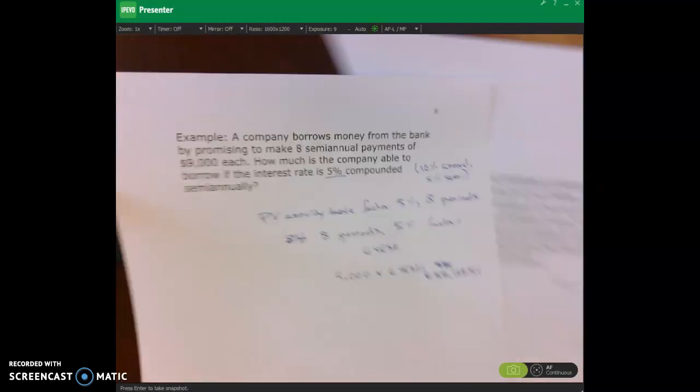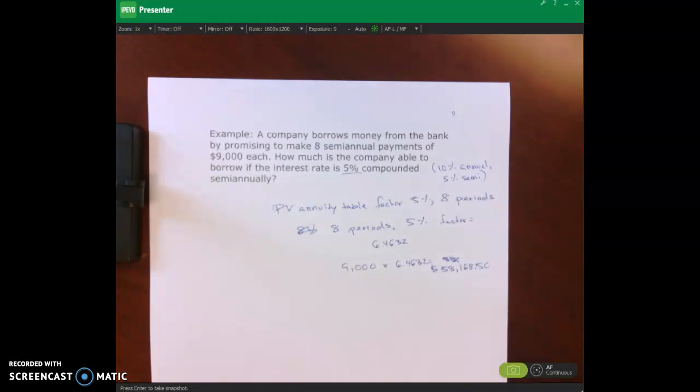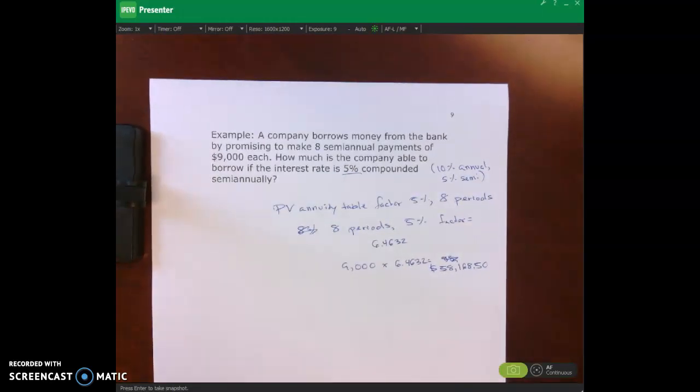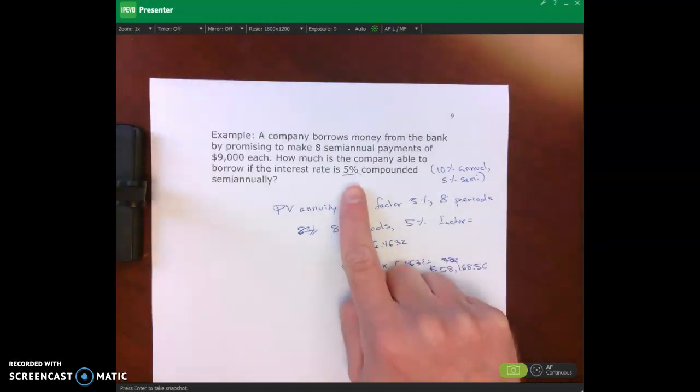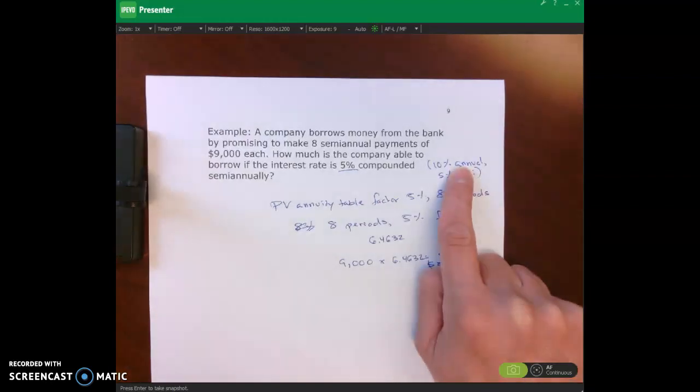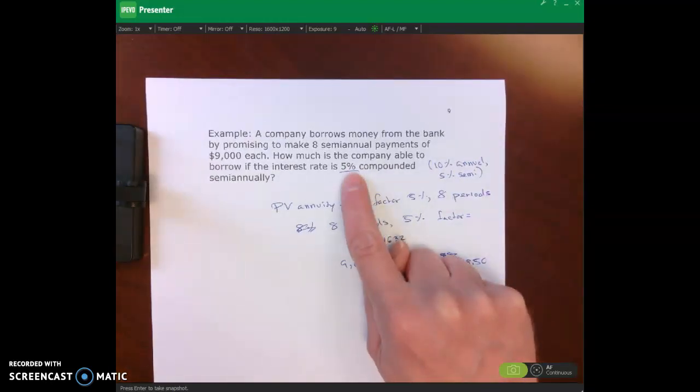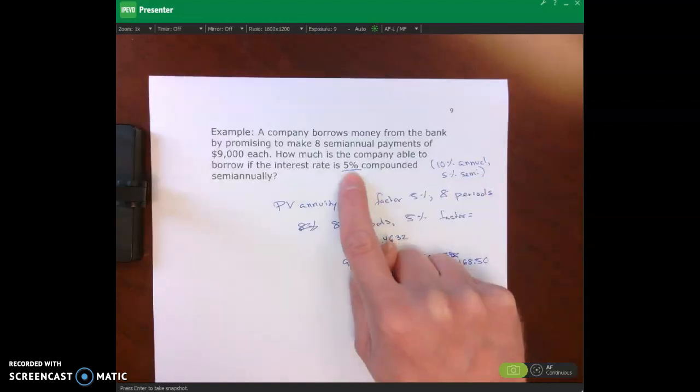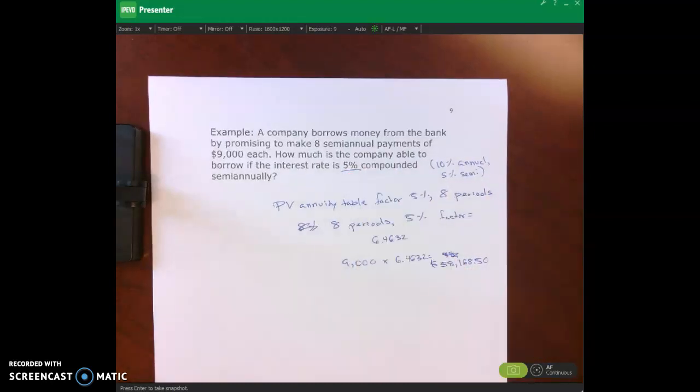Okay. On the next one, it says a company borrows money from a bank by promising to make 8 semi-annual payments of $9,000 each. How much can the company borrow if the interest rate is 5% compounded semi-annually? So this shows the interest rate a little bit differently, because normally I'll say 10% per year. In this case, I'm giving you the 5% every 6 months.